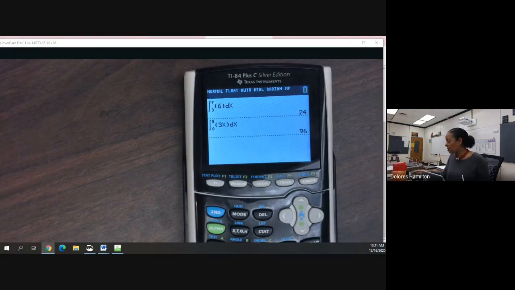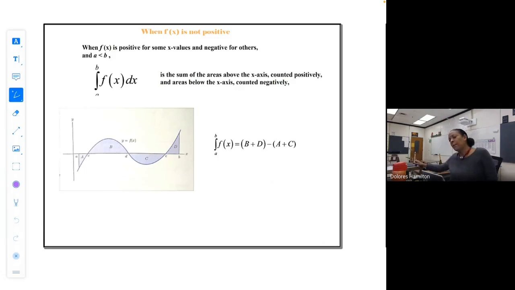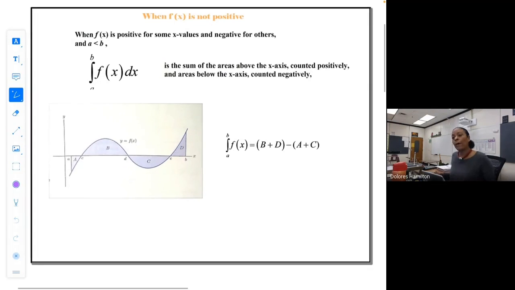Obviously, not all of our functions are going to be shapes that we know. But for now, we're going to be able to use our calculator to compute those values when needed. We'll also learn later how to do them by hand. But right now, we're using our calculators. So here is the big question. What do we do when our f of x isn't always positive? What if it's sometimes negative?